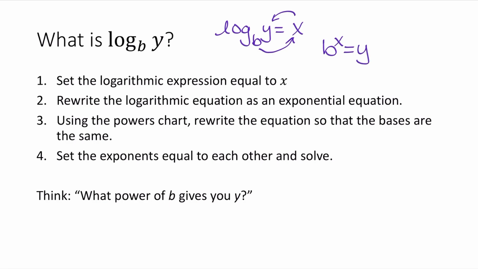So now what you can do is use the powers chart to rewrite this equation so that you have the same base on either side, right? Because it's an exponential equation. Then we're going to set the exponents equal to each other and solve. So basically what you're doing is saying, what power of b gives you y? Because we rewrote it as an exponential equation and we're trying to say, what is this exponent that I can put on b that will give me an answer of y?